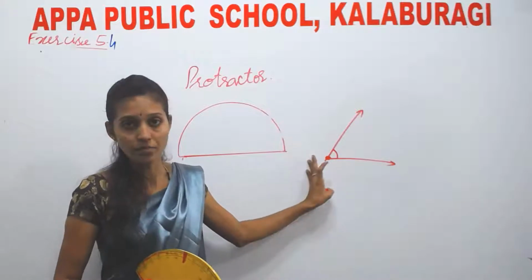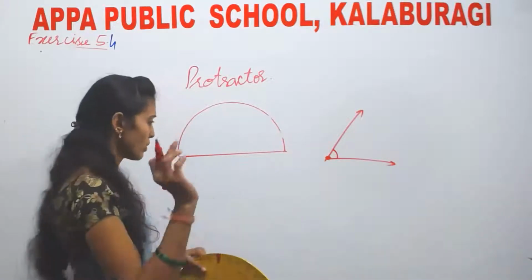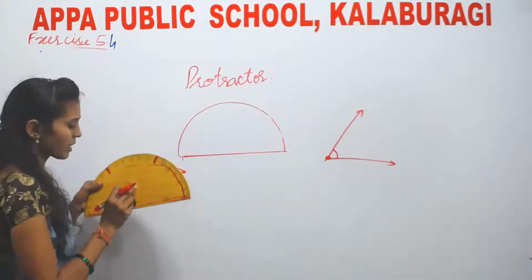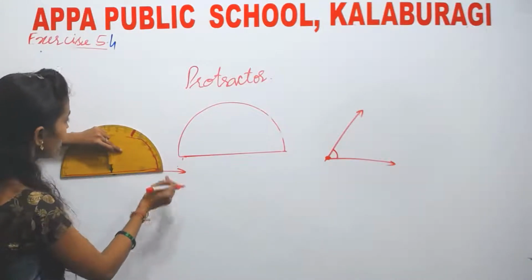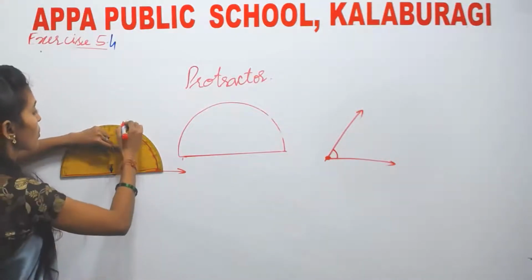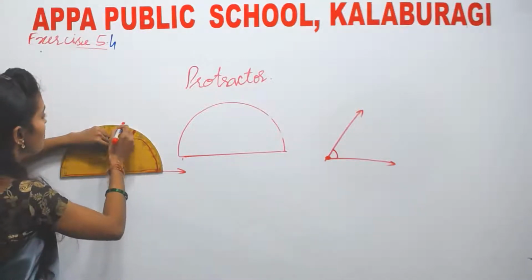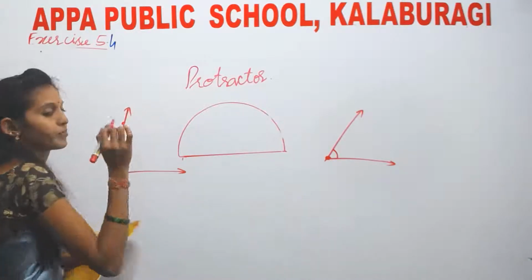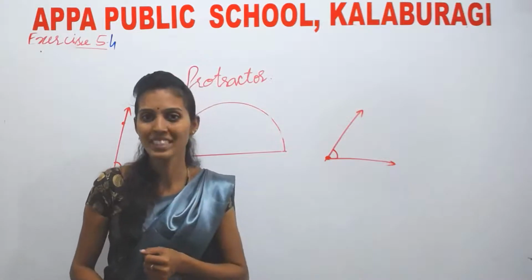So this is how we have to use it to measure a given ray or angle, right? To draw it is very easy. First draw an initial ray without any measurement, then keep the center point here, baseline to merge on that, and if you are about to draw 75 degrees, the inner scale is showing 0, so 75 here, draw it. Over. Very easy, right?